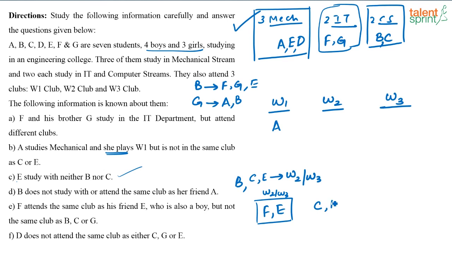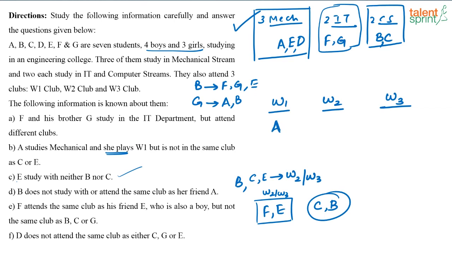C and B should be in the other one, right? See, we have free still here. Now at this point, when we have to find out the club, we will have to try with two possibilities. Okay, now I know A is in W1.